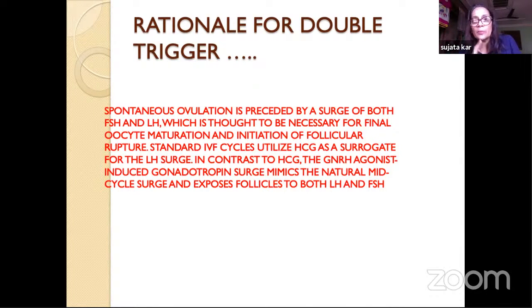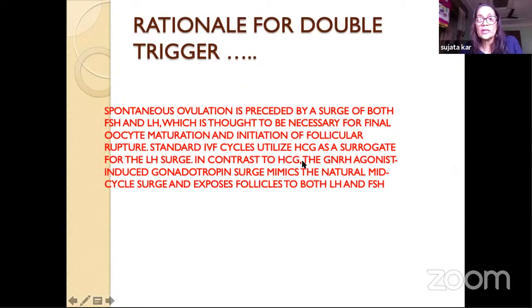The rationale for double trigger is also very interesting, because in spontaneous ovulation, we know that it is preceded by a surge of both FSH and LH, which is thought to be necessary for final oocyte maturation. So, initiation of a follicular rupture. So standard IVF cycles utilize HCG as a surrogate for LH surge.